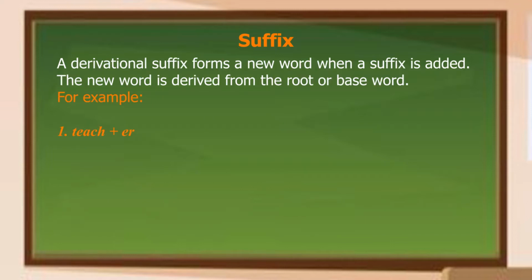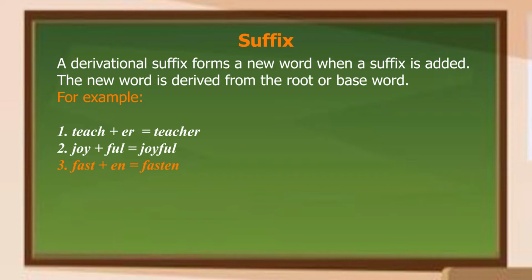For example, you have the word teach, the root word teach. When you add the suffix er, you have a new word, and that new word is teacher. Very good. Let's look at the root word joy. When you add the suffix ful, you now have a new word, joyful. Very good. Let's look at the root word fast. When we add the suffix en, we now have a new word. What is that word? Fasten.